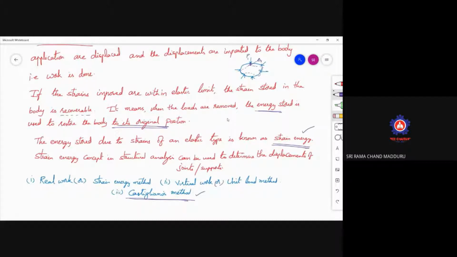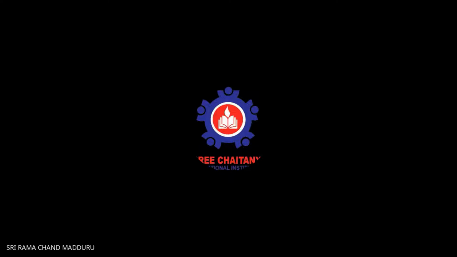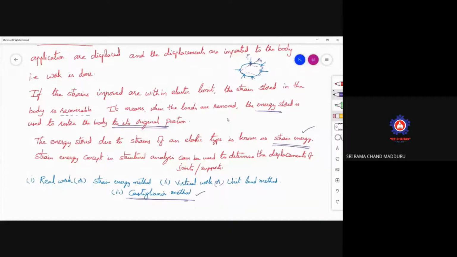Something like take a body, it will get deformations. Now just remove that one. What happens? It will regain its original position. While you are pressing it, as it has undergone certain deformations, certain energy is stored to get back. Whatever energy is stored, we refer to as strain energy.